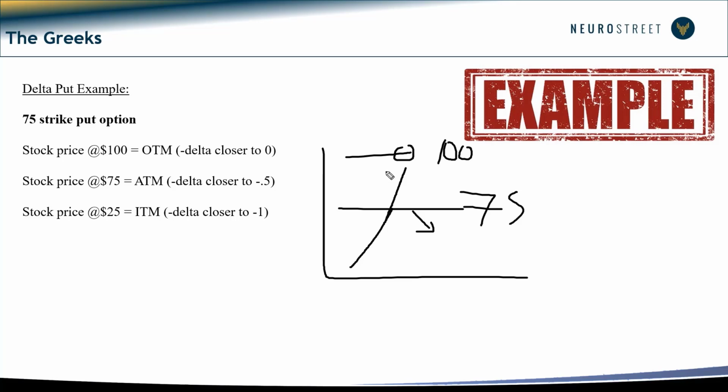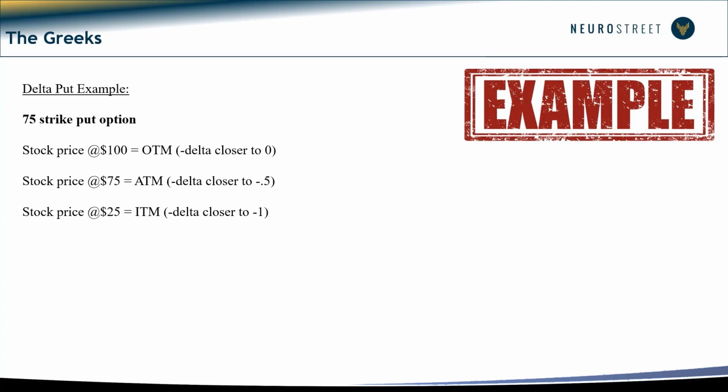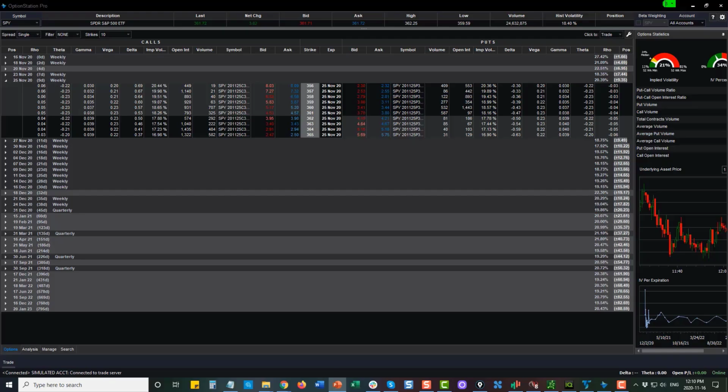And if the stock price gets to here, this will have a delta closer to 0. This will have a delta closer to negative 0.5. If we're at 25 bucks, you're going to have a delta of negative 1, right? So it's just to understand that relationship. Let's go ahead and take a look at an option chain for a second.